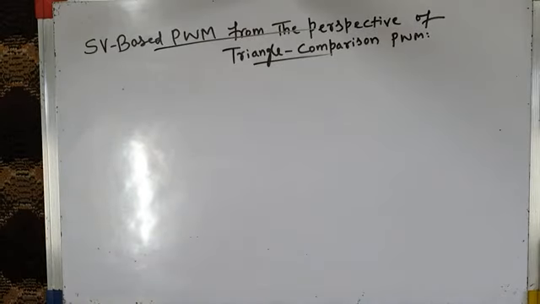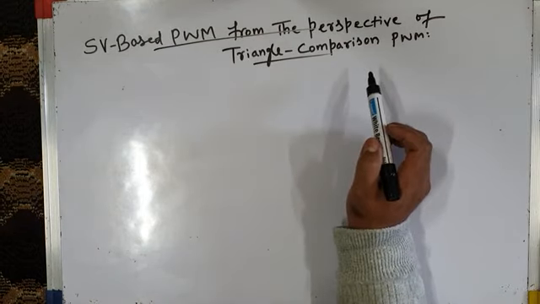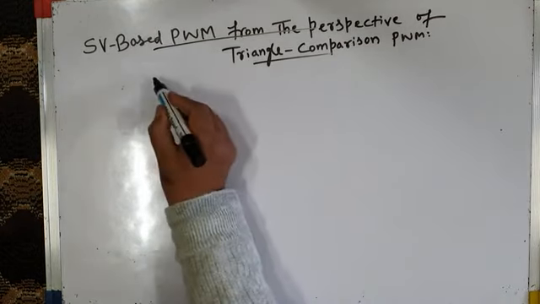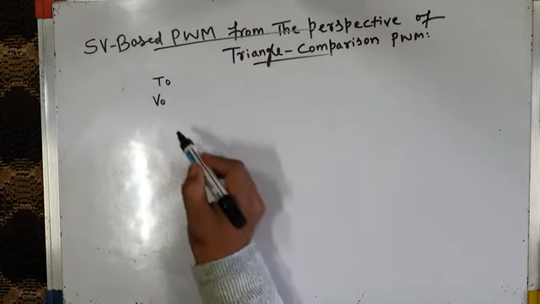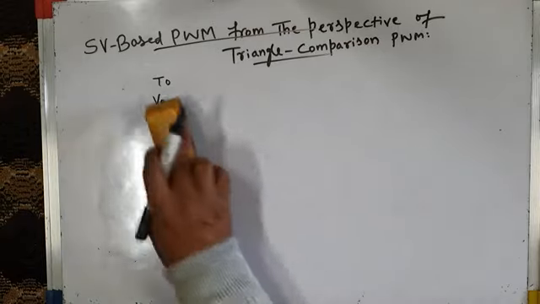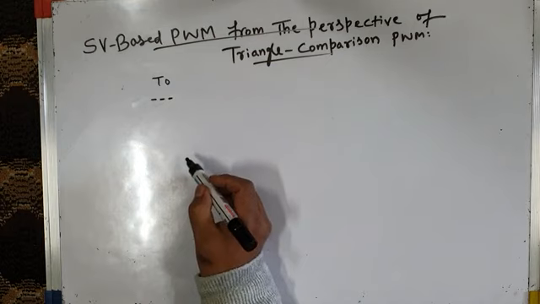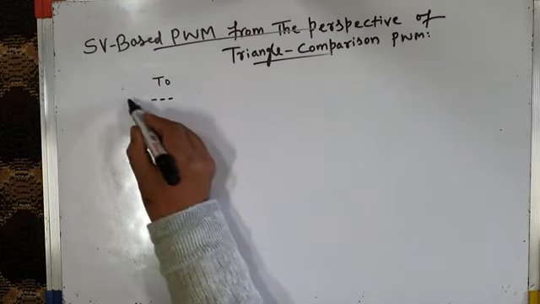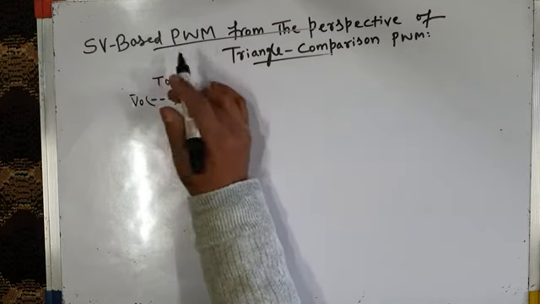In our last class, we have seen that the space vector based pulse width modulation gives the same switching sequence as sine triangle comparison based PWM. For example, for time interval t0, the switching state minus minus minus, that's the null vector v0, is applied. This is for tz by 2.